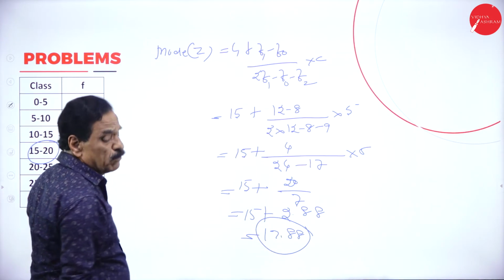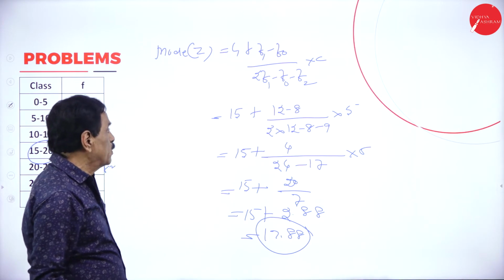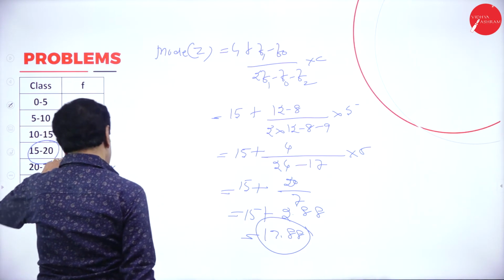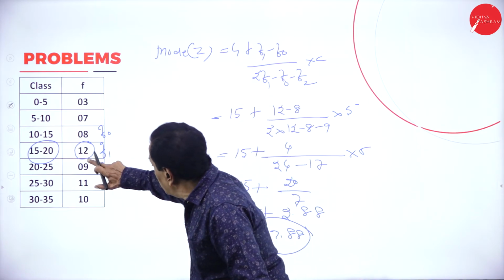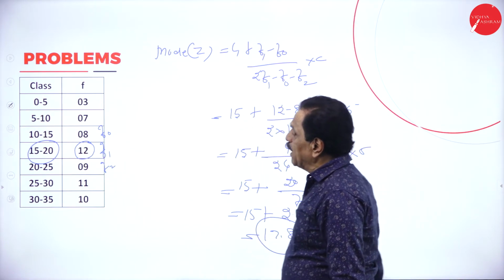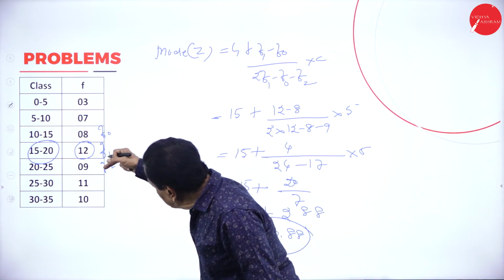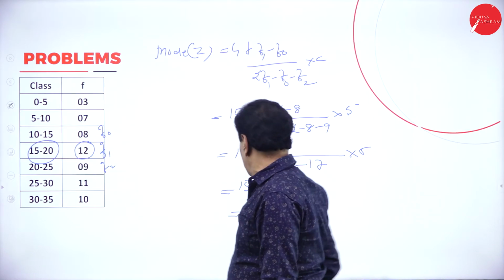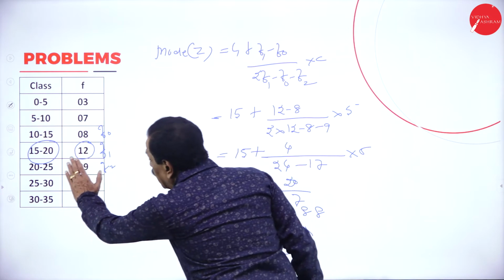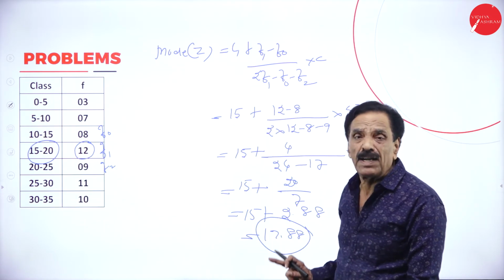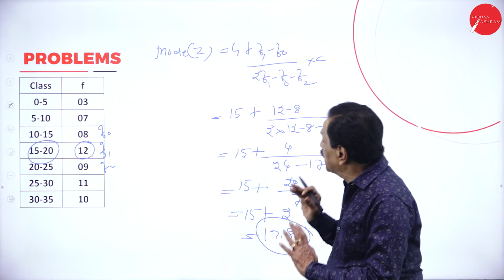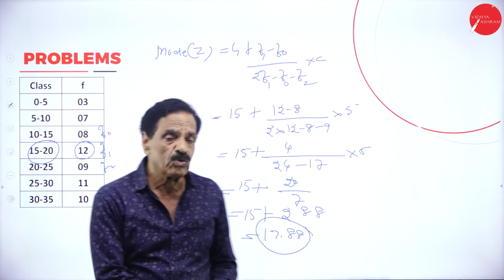This is your mode. Shall I repeat? Mode lies in the highest frequency. Your highest frequency 12 is F1. Behind is F0. Next is F2. The modal class is 15 to 20. Your answer should be between 15 and 20. Your answer is 17.88, so your answer is correct. We'll go to the next problem.